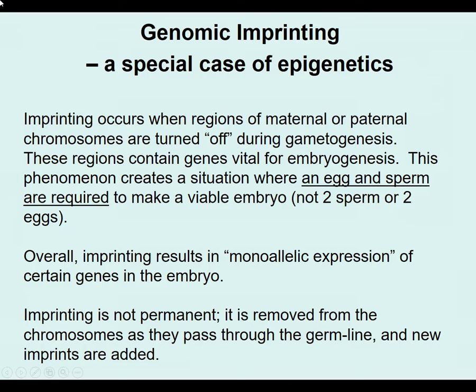Imprinting isn't permanent. It is removed. It is a chemical molecule, usually a methyl group that's attached to a chromosome, so it can be removed from a chromosome when that chromosome goes through meiosis.